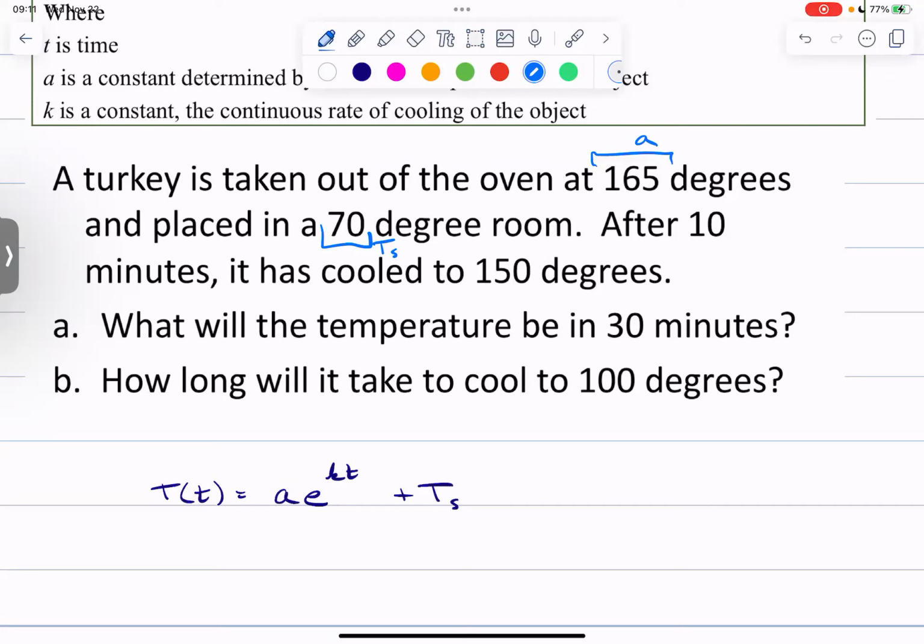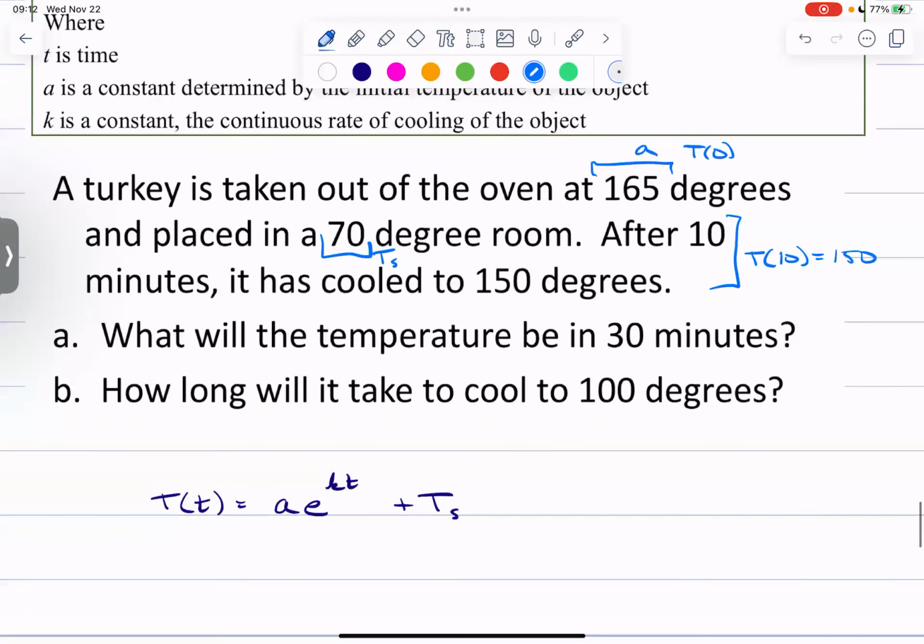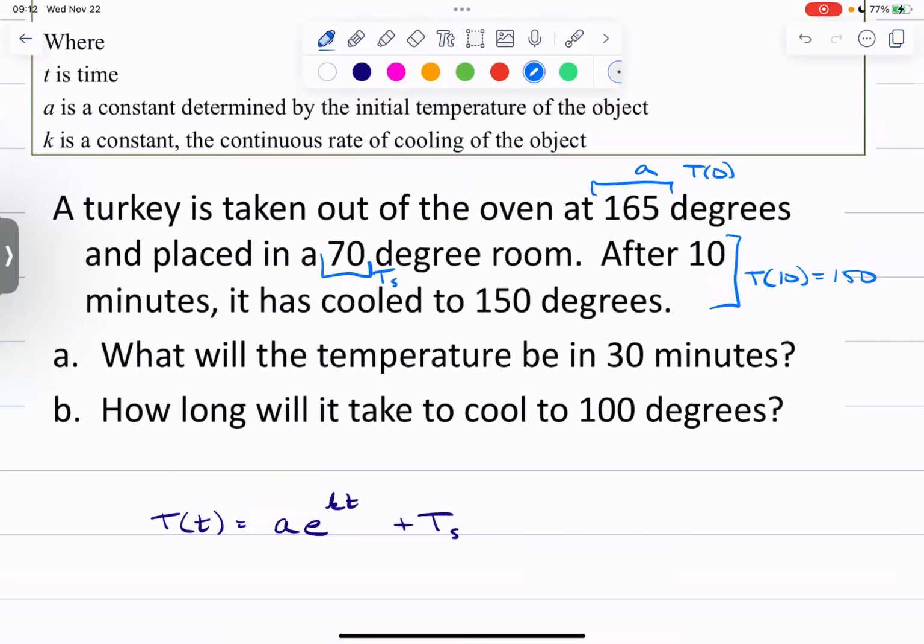And this tells us that T of 10 is 150. So here A is T of 0, which is 165.